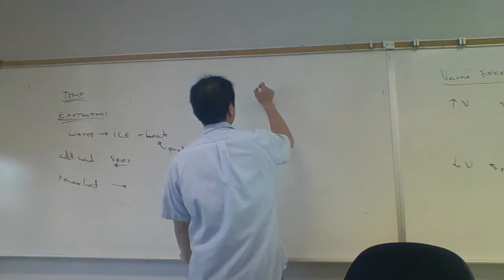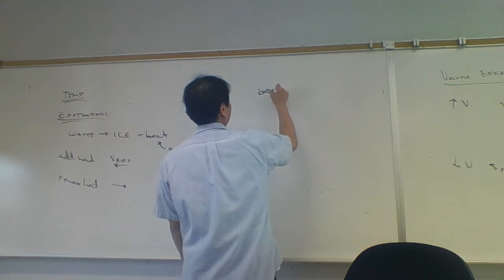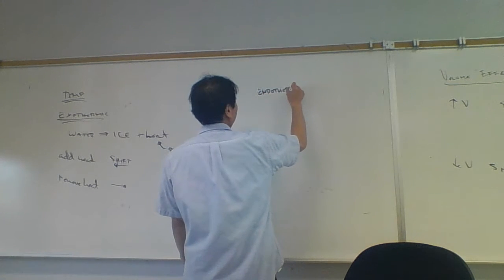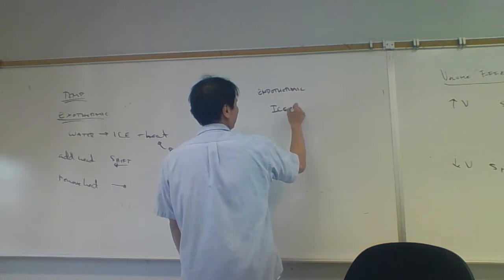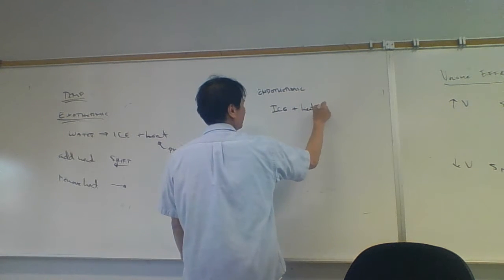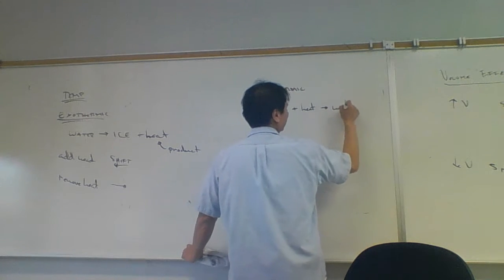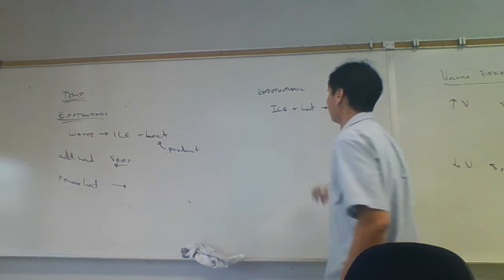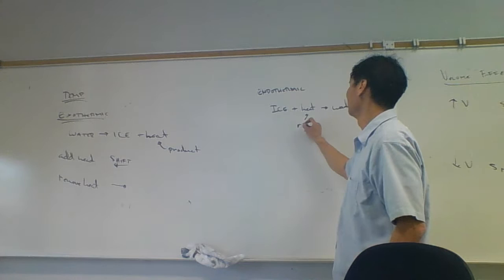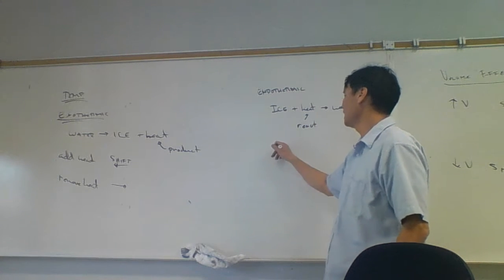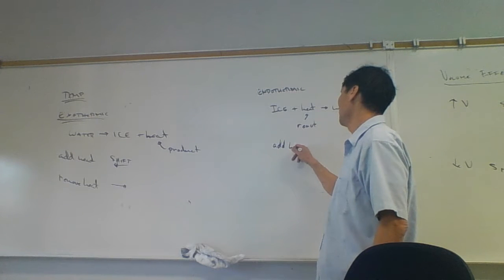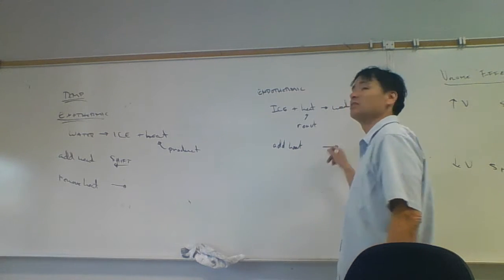Endothermic. Heat is a reactant. So if we look at endothermic reactions, ice plus heat. Ice plus heat gives water. We're going to melt the ice. And so this is the reactant. And so if we have an endothermic, then we add heat. We add heat, oh, that's good. That's going to shift it to the right.